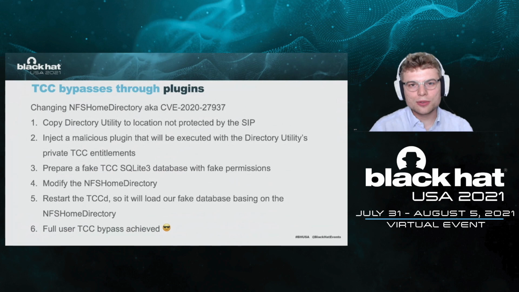So at first, we have to copy the directory utility to a location that will not be protected by system integrity protection, so we will be able to alter the plugin. Then we will inject a malicious plugin that will be executed in the directory utility's context with, of course, the private TCC entitlement that allowed us to modify the system admin files. Then we have to prepare a fake TCC SQLite3 database with the fake permissions. After that, we modify the NFS home directory. So now it will be pointing to our fake location that TCC will resolve in the end to the fake database with the fake permissions.